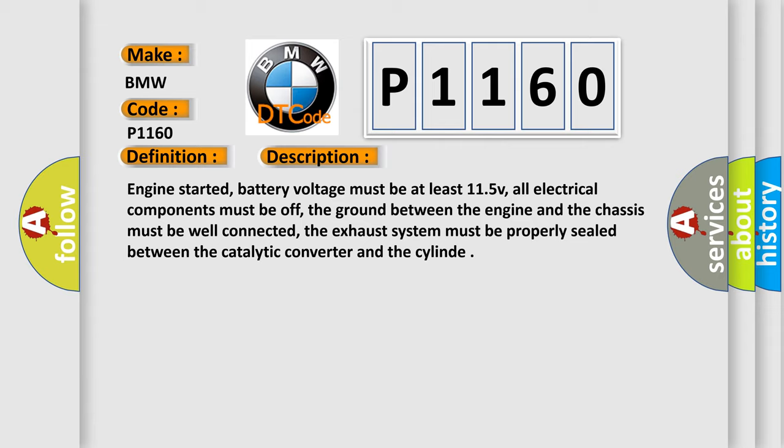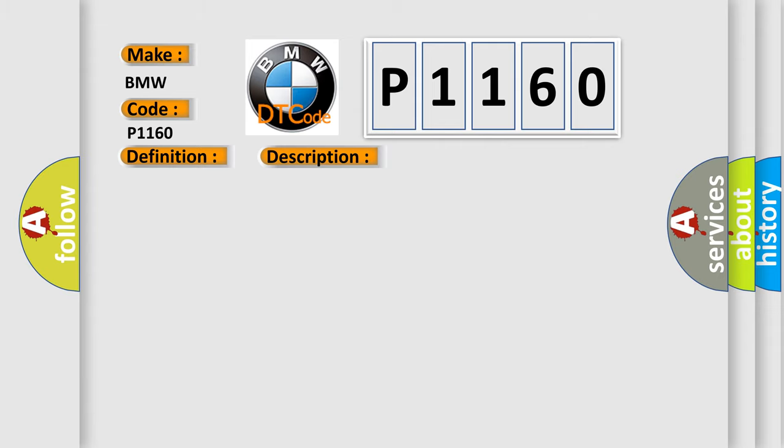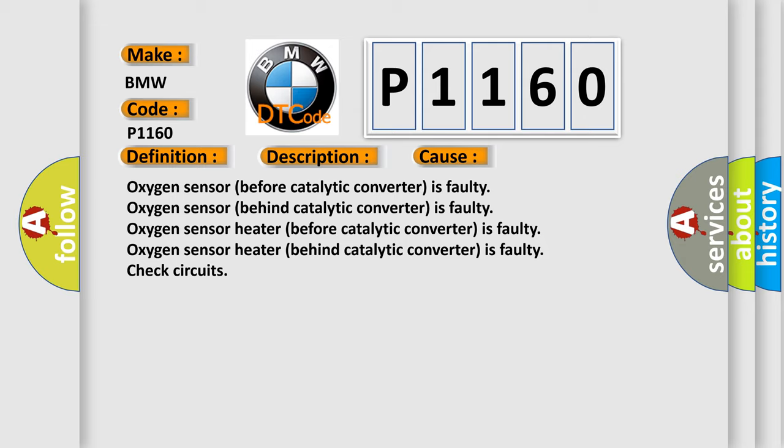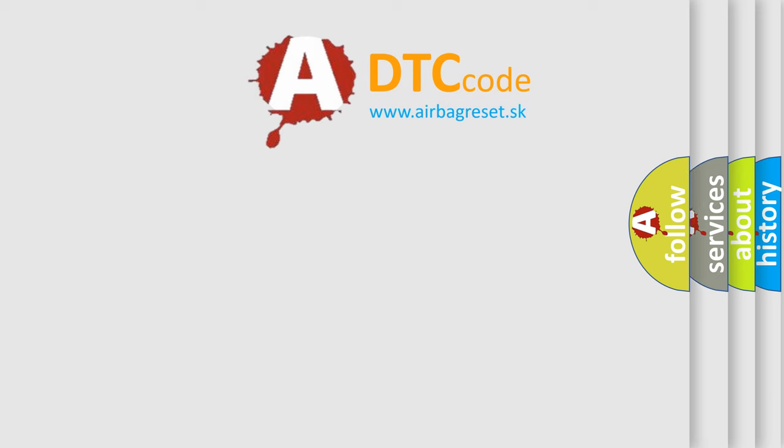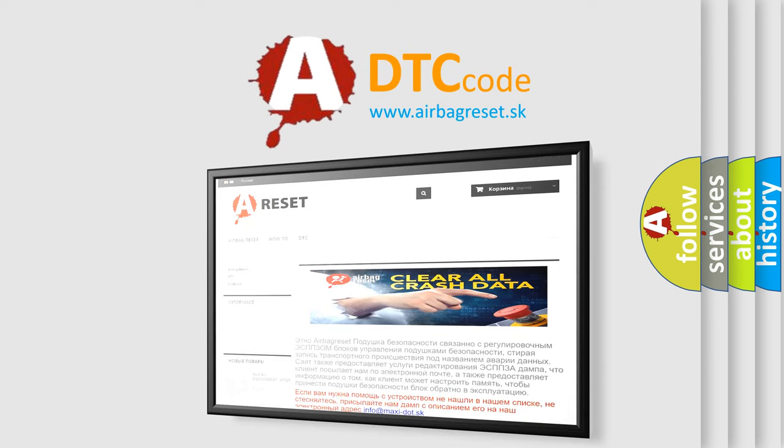Engine started, battery voltage must be at least 11.5 V, all electrical components must be off, the ground between the engine and the chassis must be well connected, the exhaust system must be properly sealed between the catalytic converter and the cylinder. This diagnostic error occurs most often in these cases: oxygen sensor before catalytic converter is faulty, oxygen sensor behind catalytic converter is faulty, oxygen sensor heater before catalytic converter is faulty, oxygen sensor heater behind catalytic converter is faulty, check circuits.